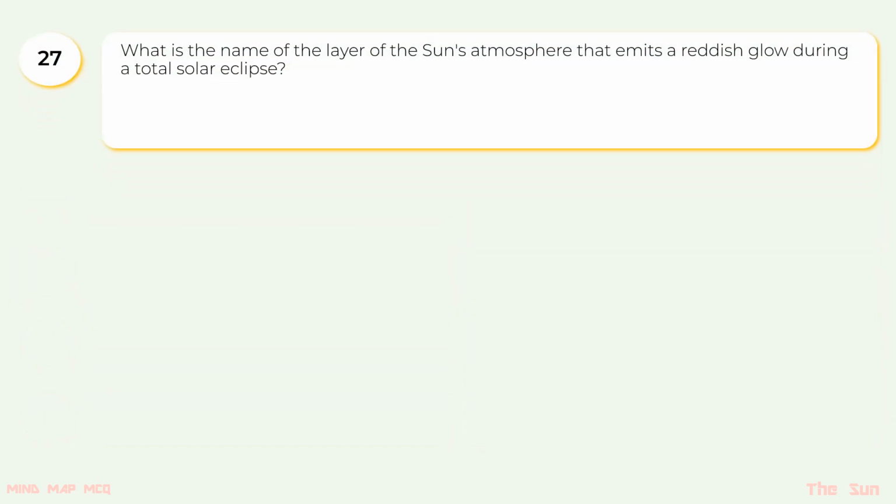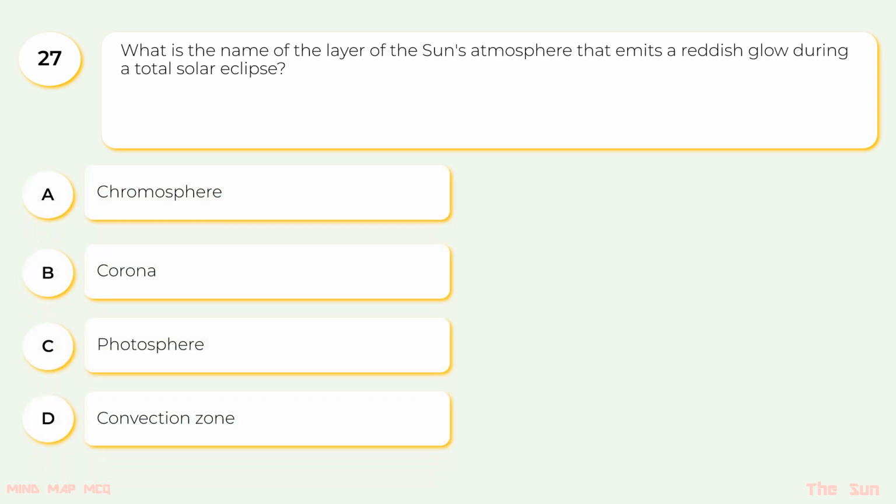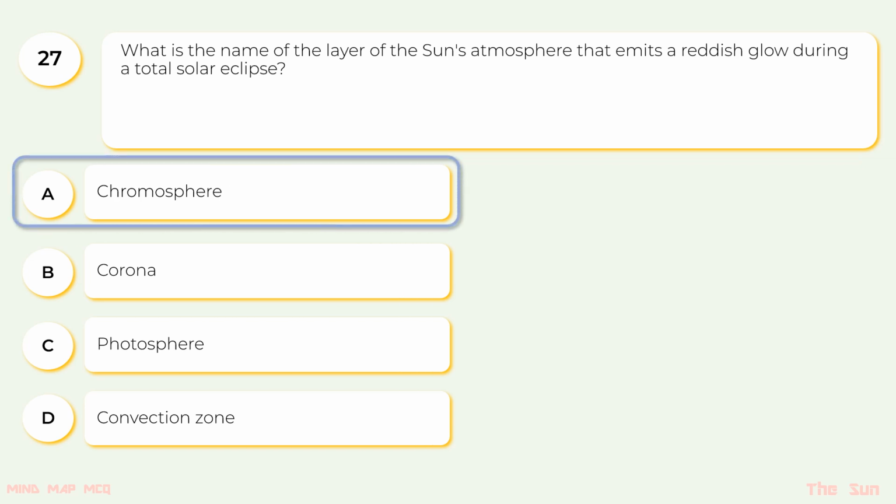Question 27. What is the name of the layer of the sun's atmosphere that emits a reddish glow during a total solar eclipse? Options are A, chromosphere, B, corona, C, photosphere, and D, the convection zone. The correct option is chromosphere.